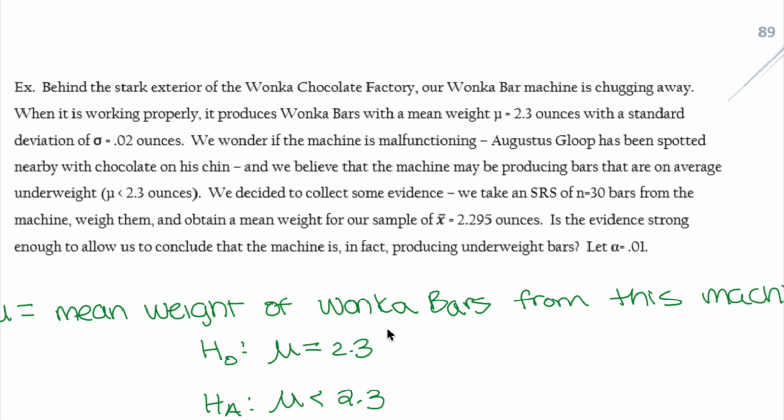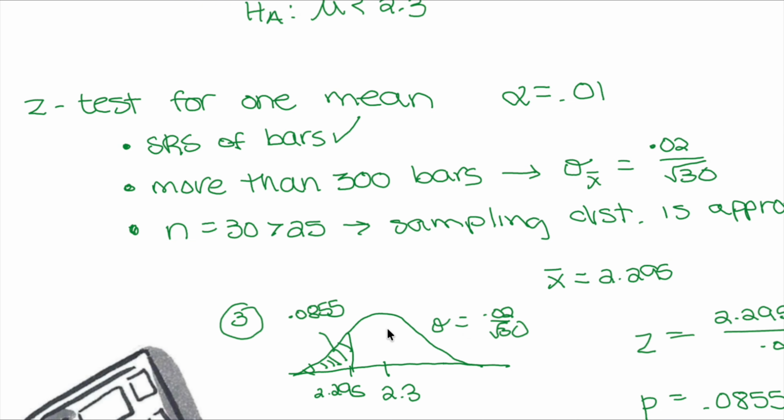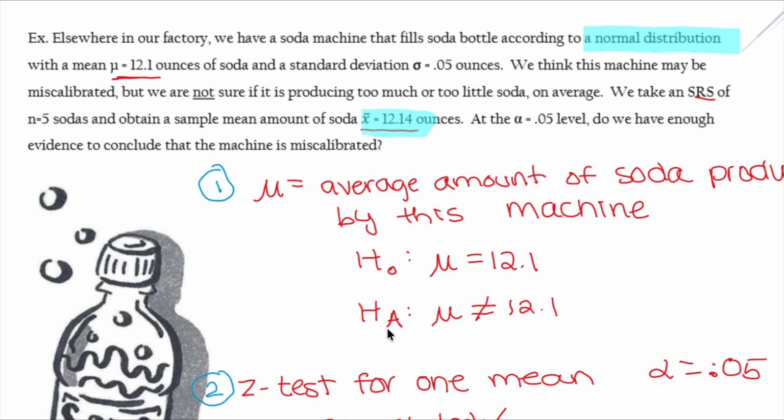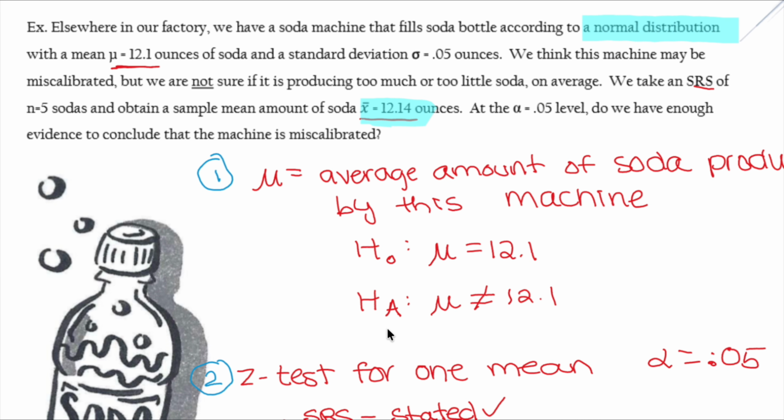Okay, so let's move on to another example in here. I want to do this with you guys because this is a very interesting one and I think it's going to be important. Okay, elsewhere in our factory, we have a soda machine that fills soda bottles according to a normal distribution with mu equal to 12.1 ounces of soda and a standard deviation equal to 0.05 ounces. We think this machine may be miscalibrated, but we are not sure if it is producing too much or too little soda on average.